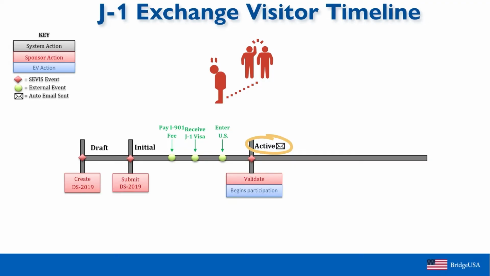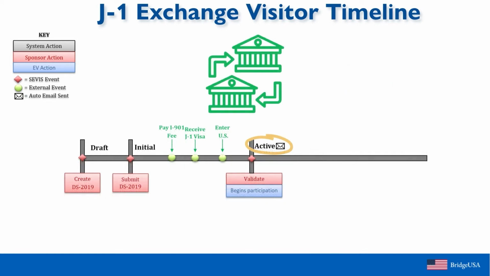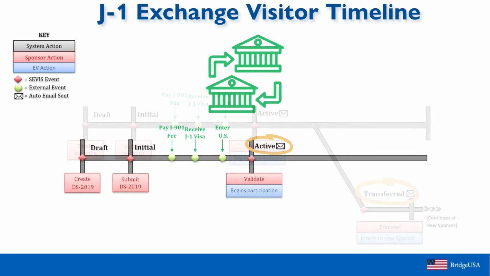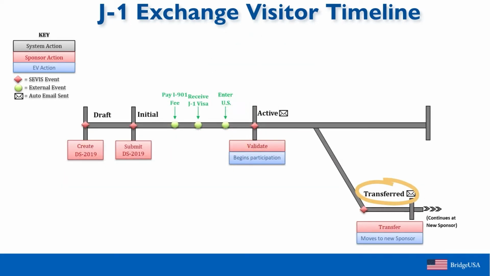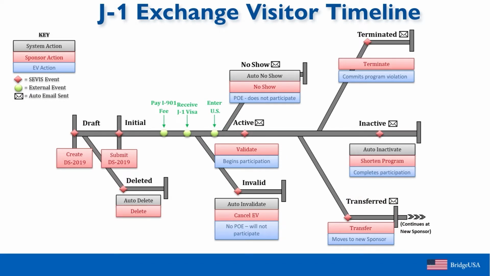If the exchange visitor was on program and violated a sponsor's rule, and the sponsor thinks that using the Terminate EV function is warranted, the sponsor may update their status to terminated. And lastly, if an exchange visitor is participating in a program that allows them to transfer, such as a college-university student, their status would change to transferred when their current sponsor releases their record to their new sponsor. The exchange visitor will receive an email if their status changes to any of the statuses marked with an envelope icon.